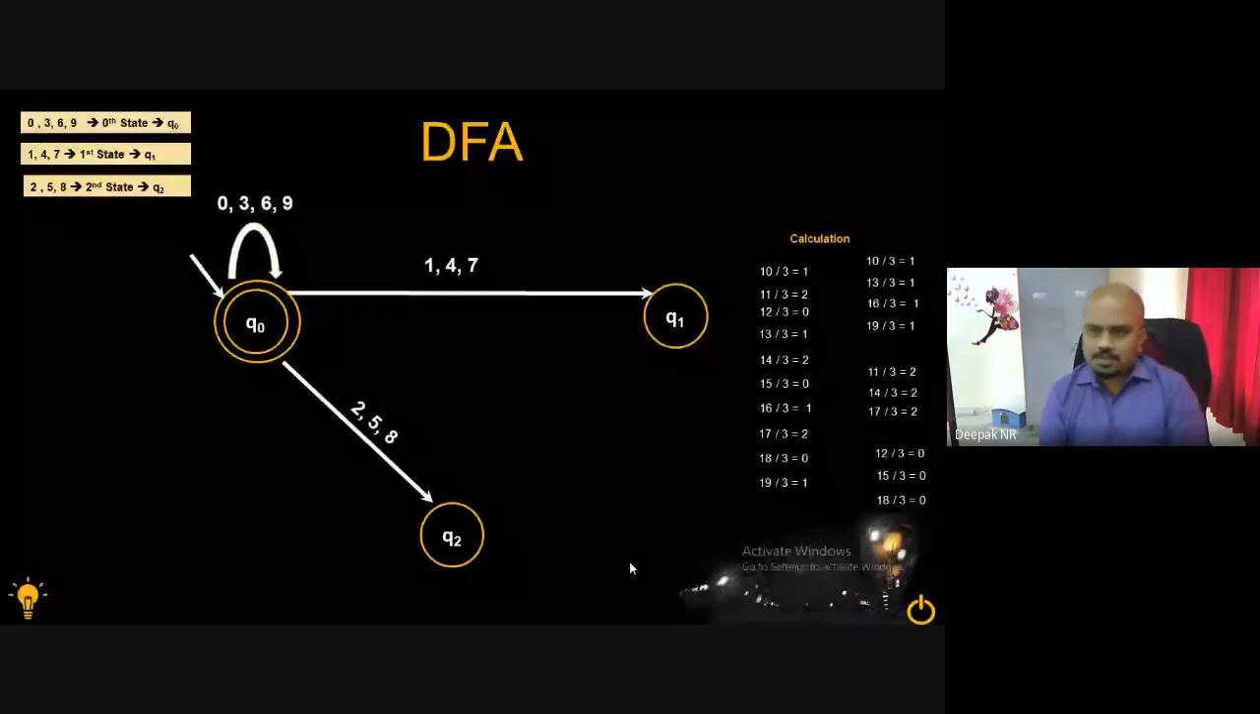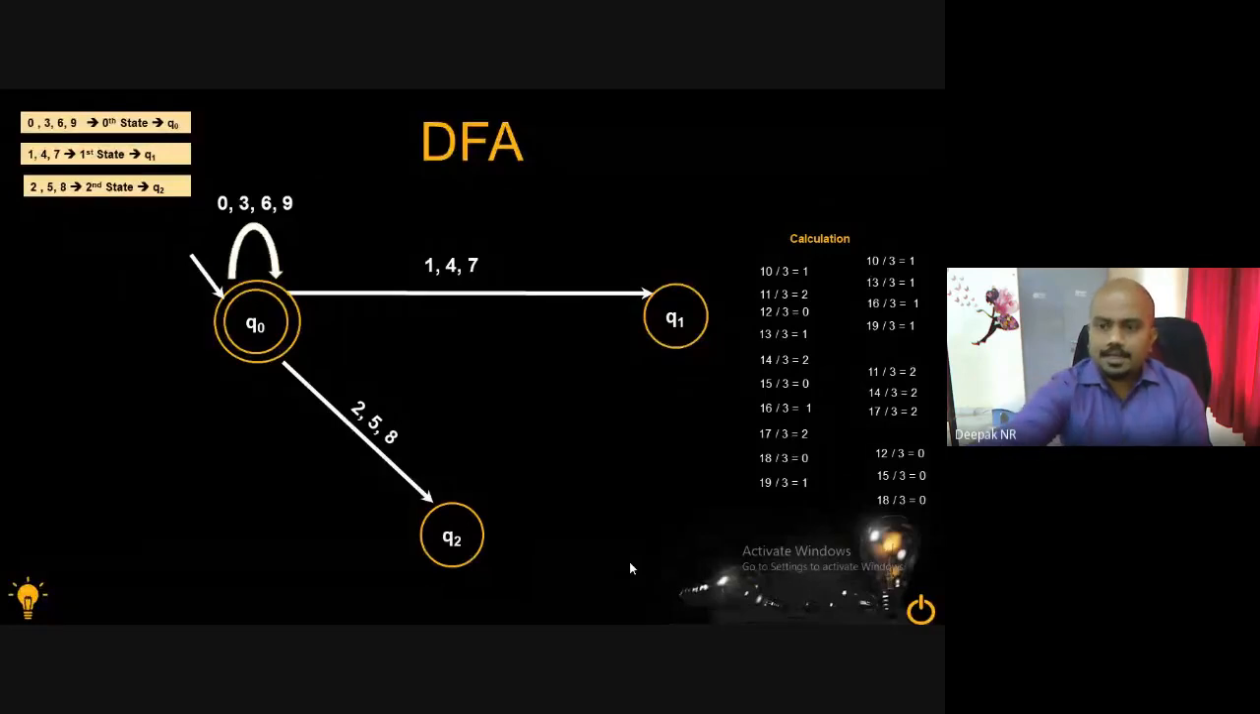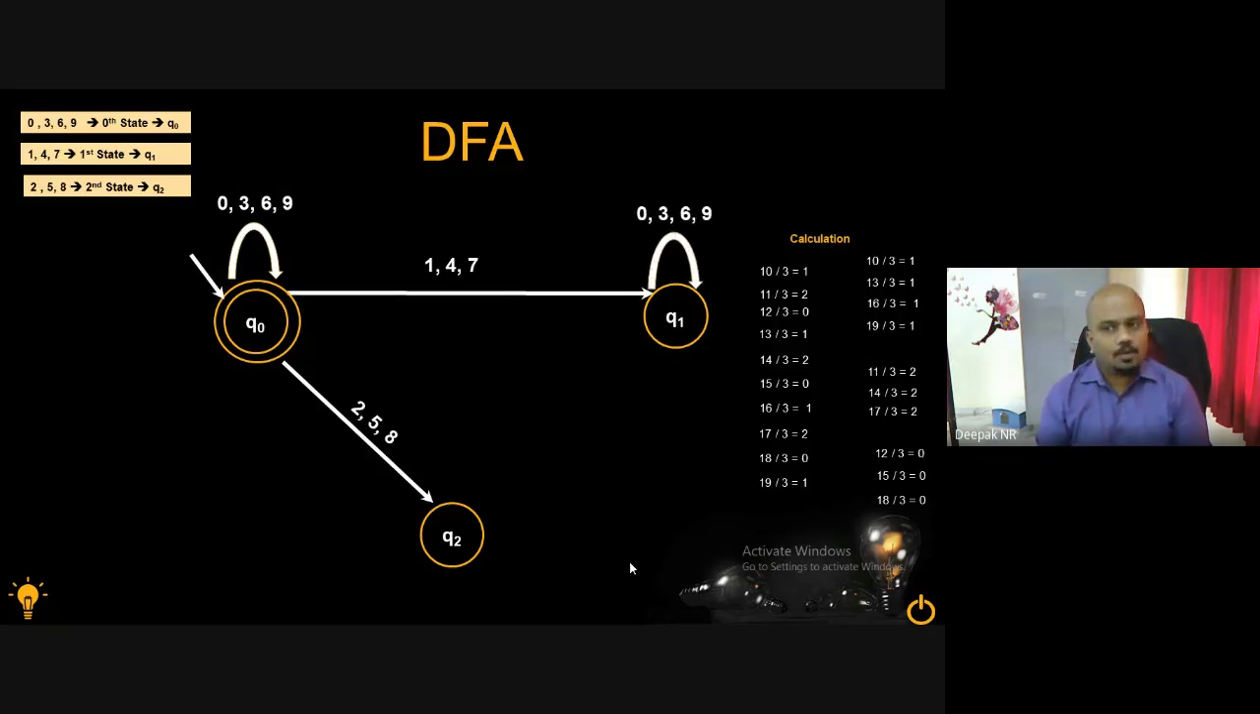Okay, if you observe properly, the numbers 10, 13, 16 and 19 should go to state 1. What is state 1? State 1 is Q1. So how to send 10, 13, 16, 19? If you see the values, 10 is a substring of 0, 13 is a substring of 3, 16 is a substring of 6, 19 is a substring of 9. So 0, 3, 6, 9 is the substring. The given transition I'll be sending to state 1. I hope you guys are clear about this.